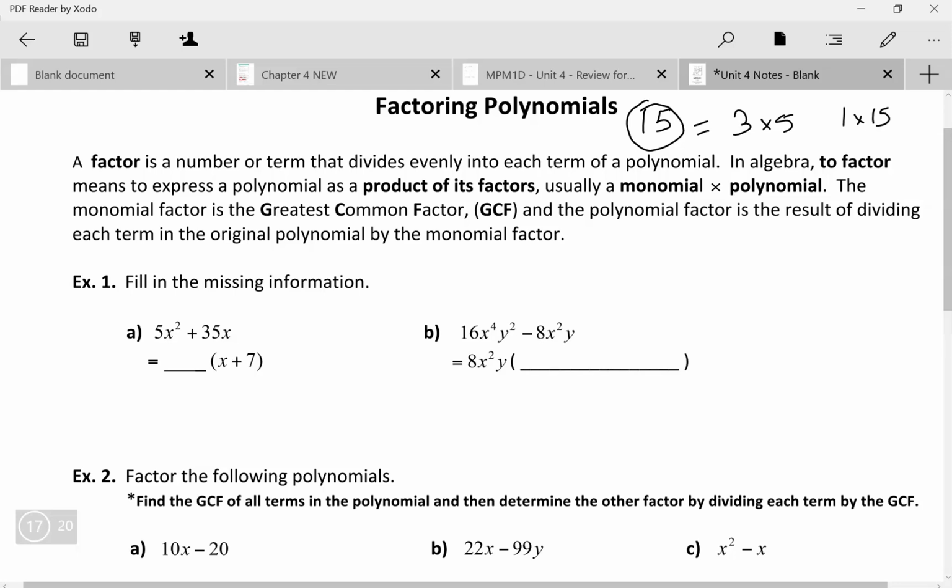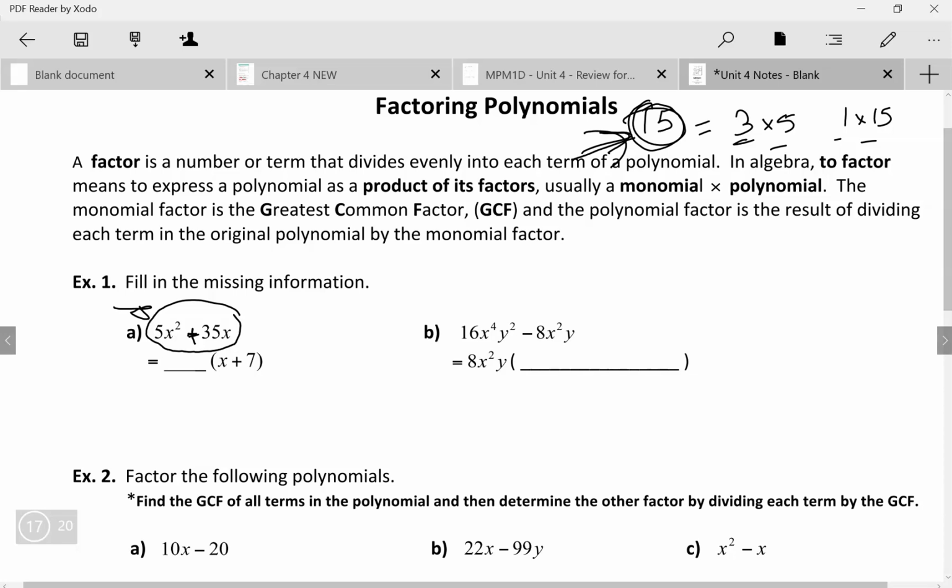And just like that, I want to do this with polynomial expressions. Now, there's a couple of important differences between doing it with numbers and doing it with polynomial expressions. One, a number is just one number. So 15 is 3 times 5 or 1 times 15, etc. But polynomial expressions have plus signs in them, so they're composed of multiple terms as opposed to a number, which is just one term.